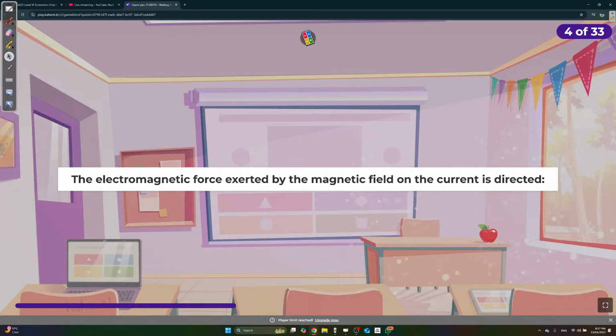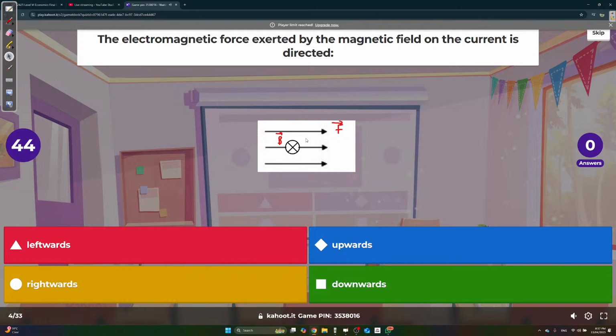Okay, the electromagnetic force exerted by the magnetic field on the current is directed something. You have to look at the photo. Okay.